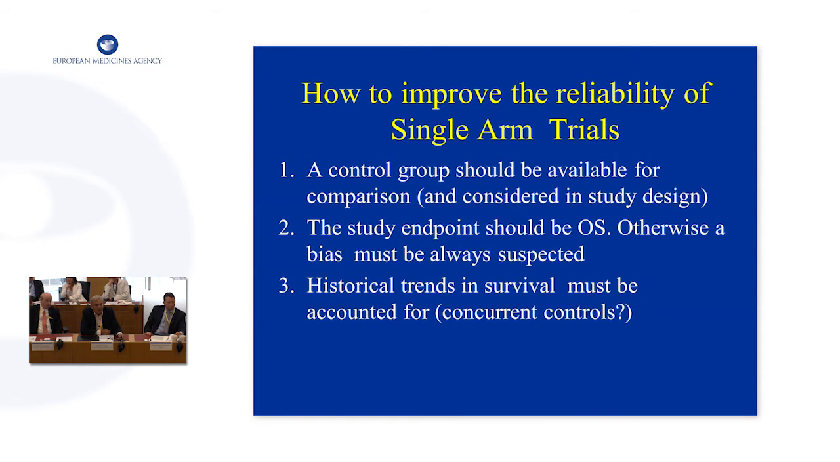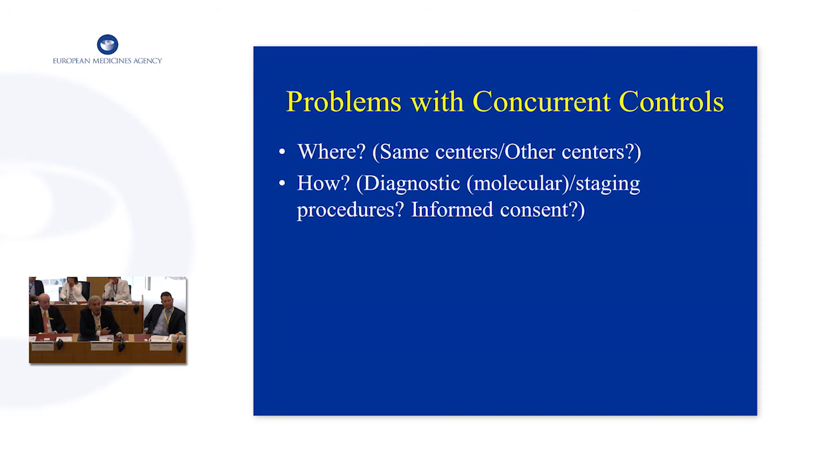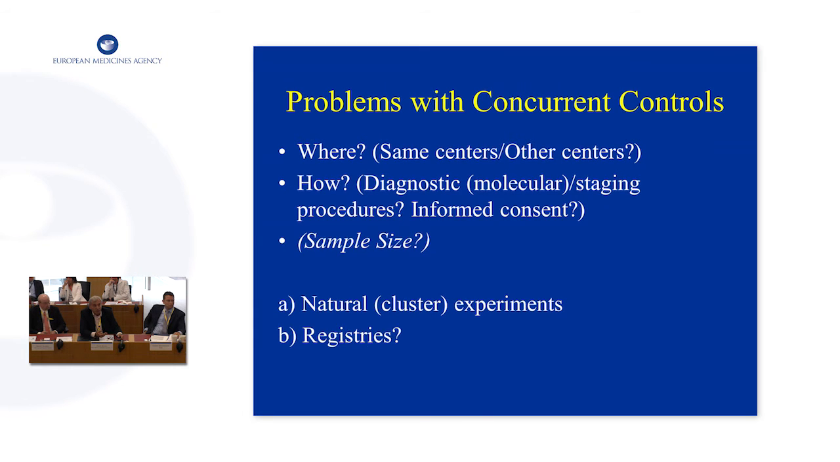And the third advice is that the historical trends in survival must be accounted for, which would suggest concurrent controls, but we have many problems. Where do we find concurrent controls within the same centers? And this poses ethical problems, possibly in other centers. How can we impose on the controls diagnostic, molecular or staging procedures? Do we need an informed consent from these concurrent controls? Do we have problems of sample size in very rare diseases? And we have 2 options, natural cluster experiment or registries.